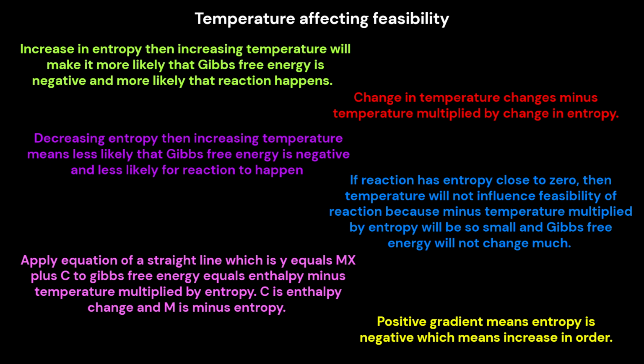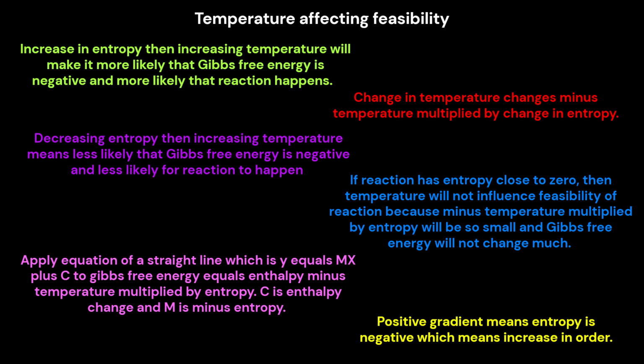Temperature affecting feasibility. If entropy increases, then increasing temperature will make it more likely that Gibbs free energy is negative and more likely that the reaction happens. A change in temperature changes the minus temperature multiplied by entropy change term. If entropy decreases, then increasing temperature means it's less likely that Gibbs free energy is negative and less likely for the reaction to happen. If a reaction has entropy change close to 0, then temperature will not influence feasibility because minus temperature multiplied by entropy change will be so small and Gibbs free energy will not change much.